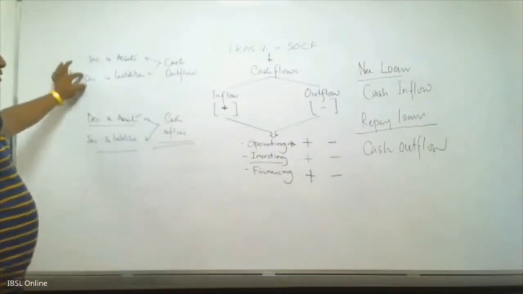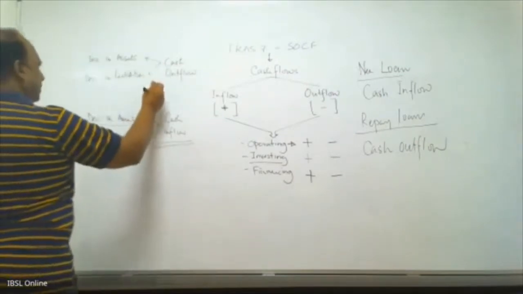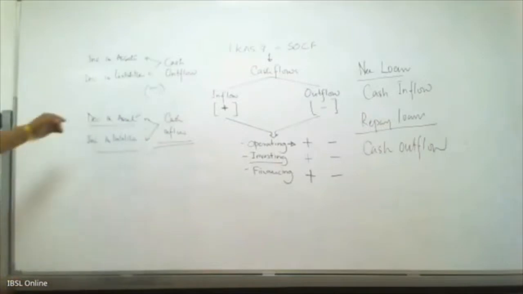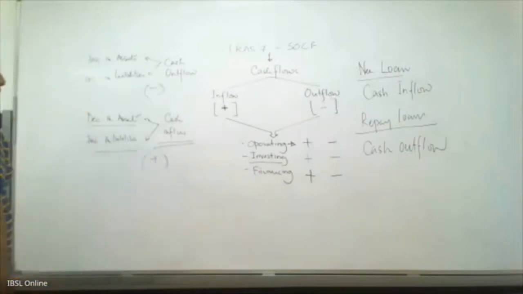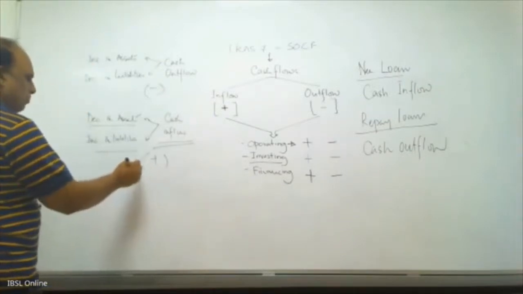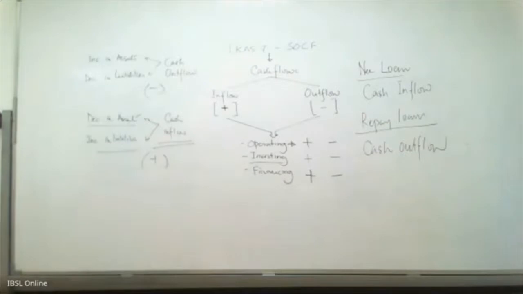Increase in assets, decrease in liabilities is a cash outflow, which means it's a minus. Decrease in assets and increase in liabilities is a cash inflow, which is a positive. So this we call a cash inflow. This we call a cash outflow. Okay. Are we done? Any questions?